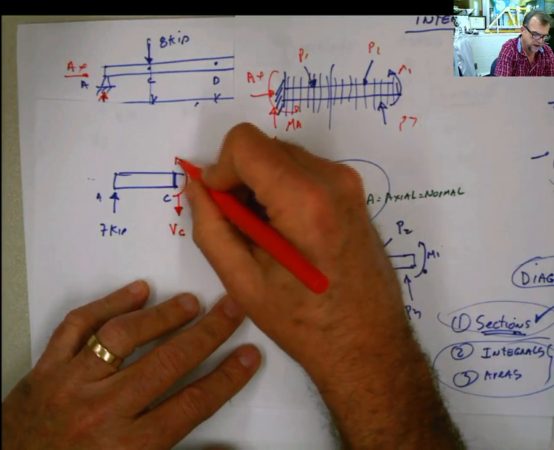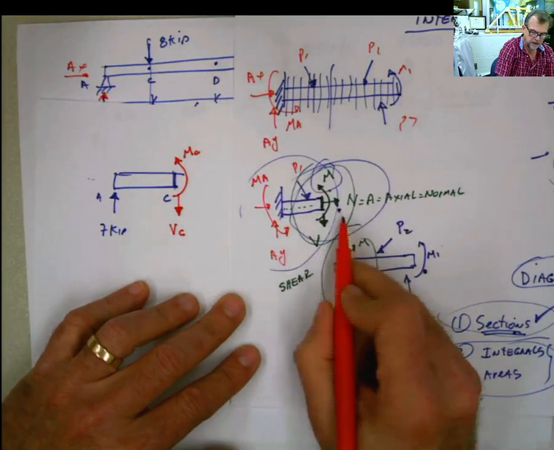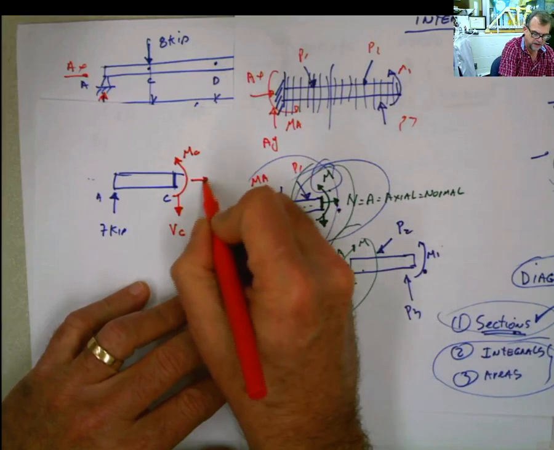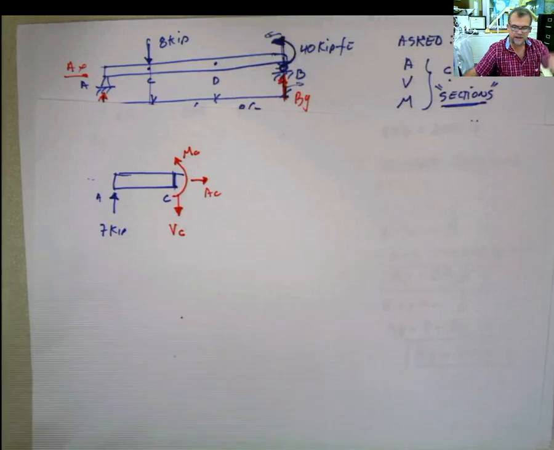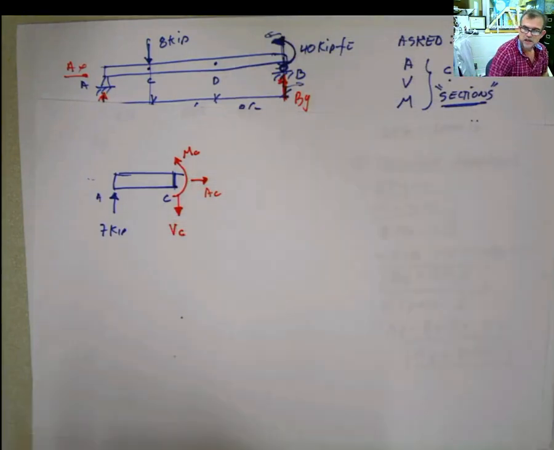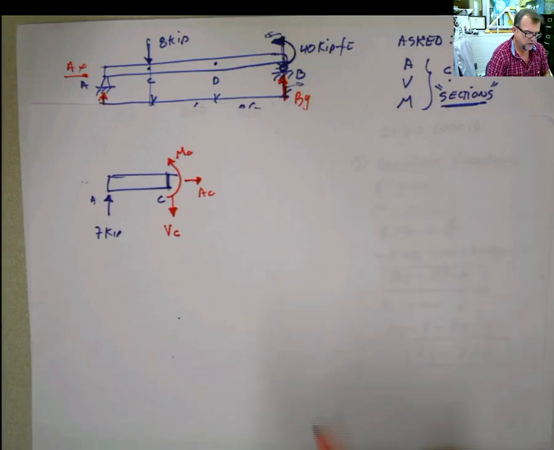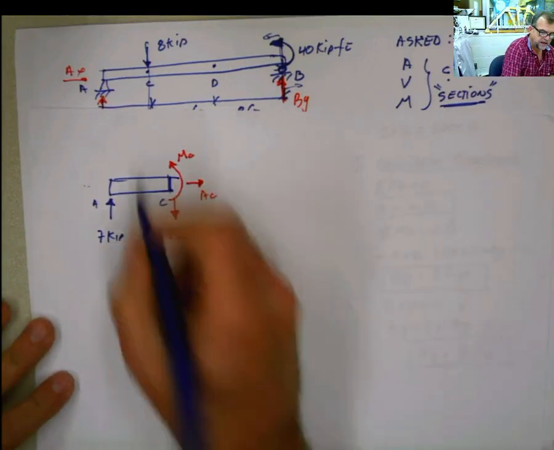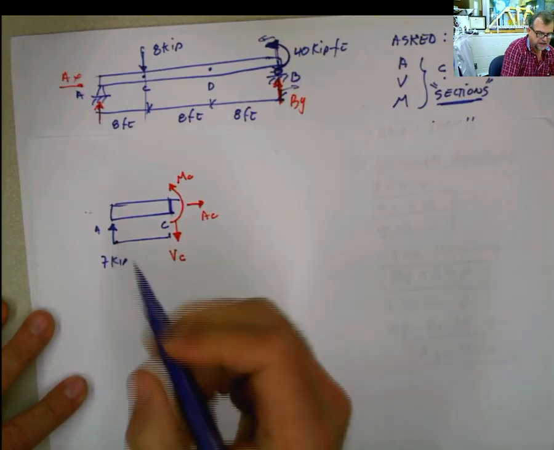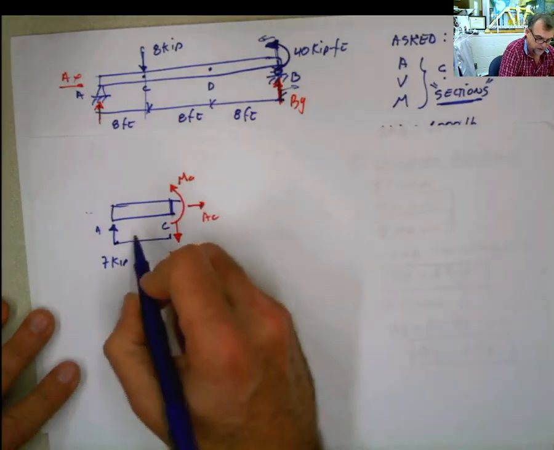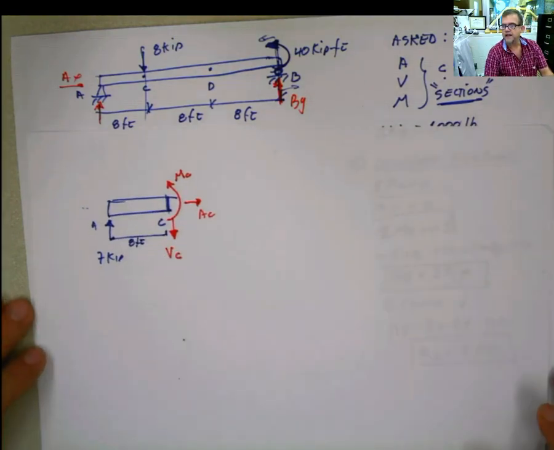This moment M sub C, and this axial force in this direction A sub C. Those are my 3 internal forces, and this is the positive convention for those internal forces. Now this distance here was 8, meaning this distance here, exactly at the point C, is going to be 8 feet.